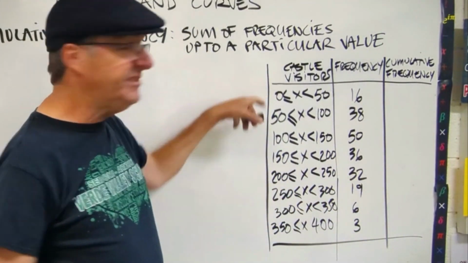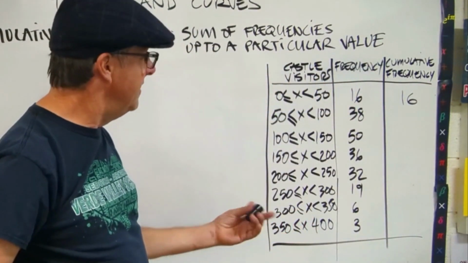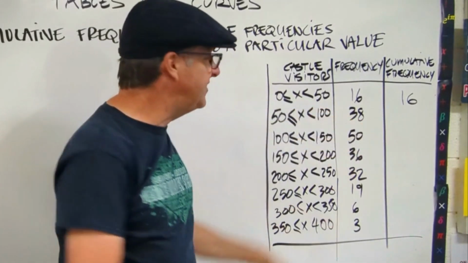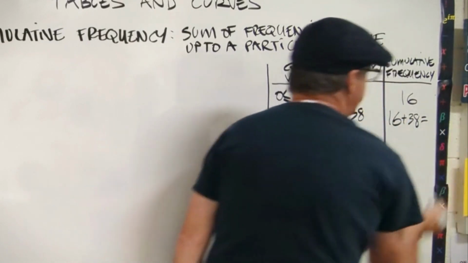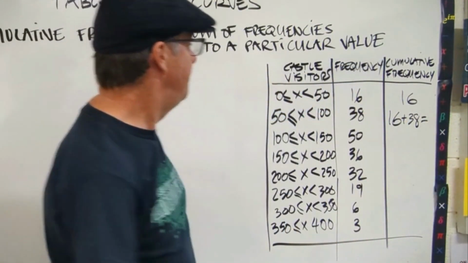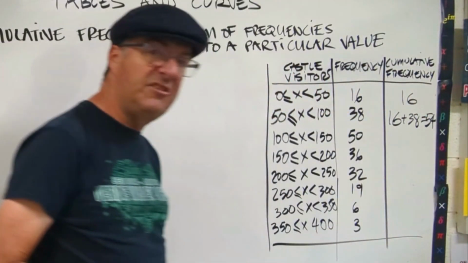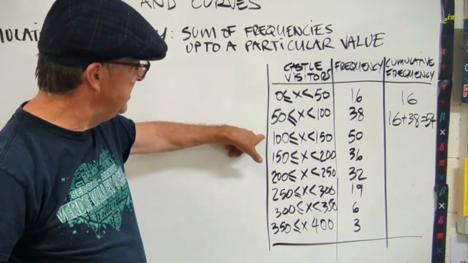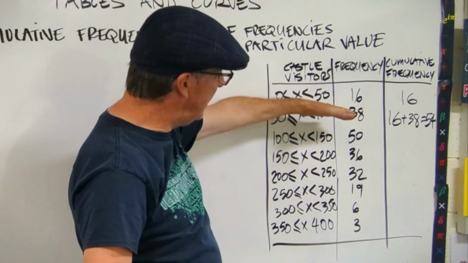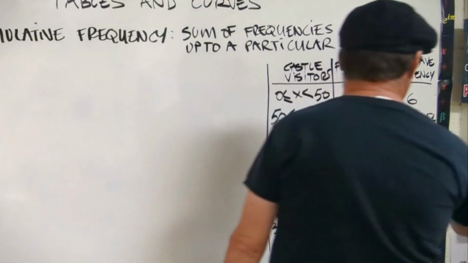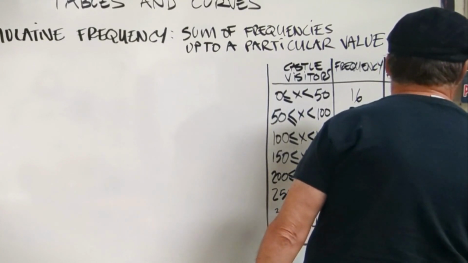So for our first class, the cumulative frequency is just 16 because that's as much as we have. But then for the next class, we're going to add the 16 and the 38, and that's going to give us 54. Then the next cumulative frequency is just going to be the total from the previous 2 classes, adding that one. So this is going to be 54 plus 50, which is 104.